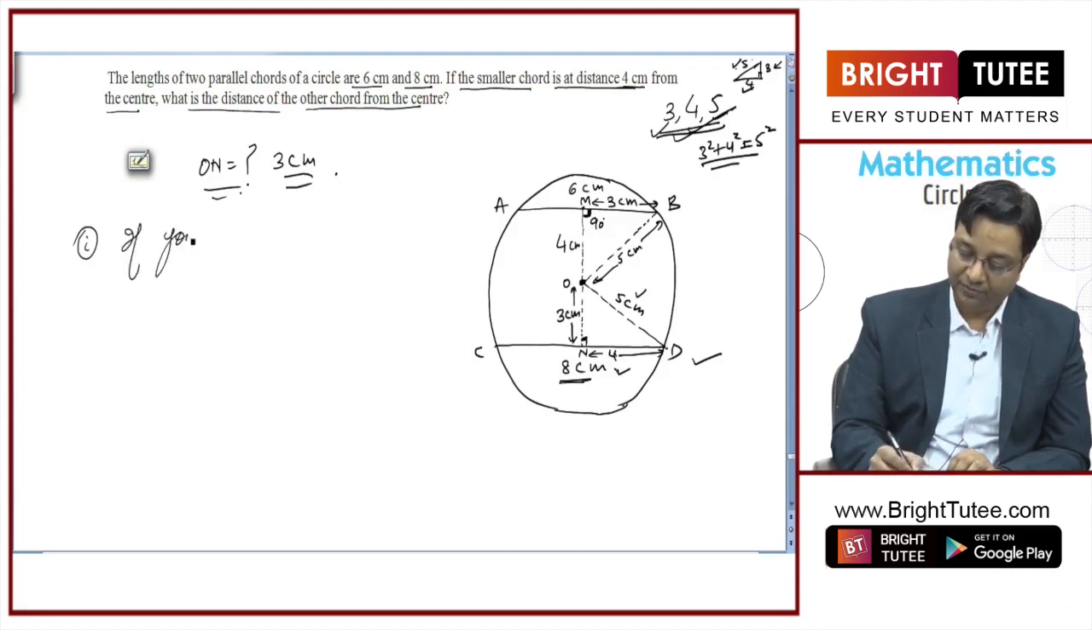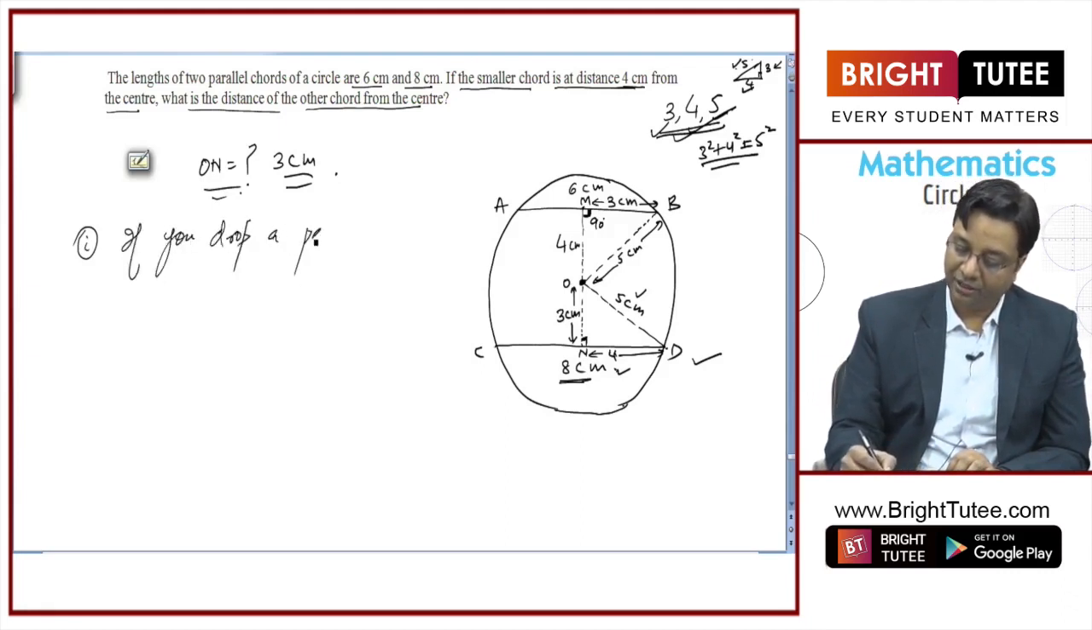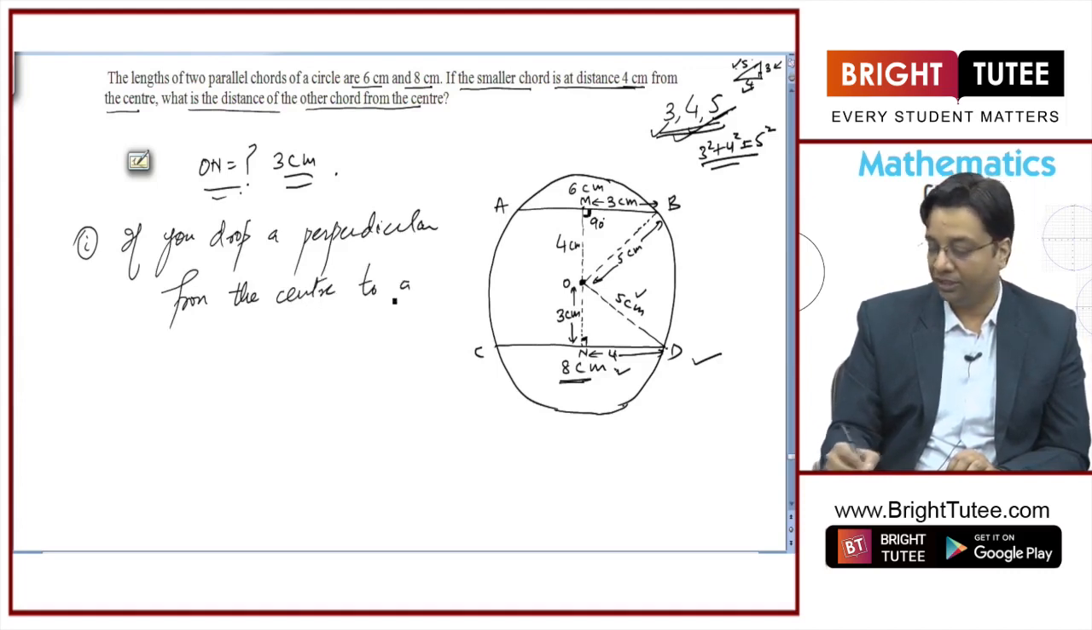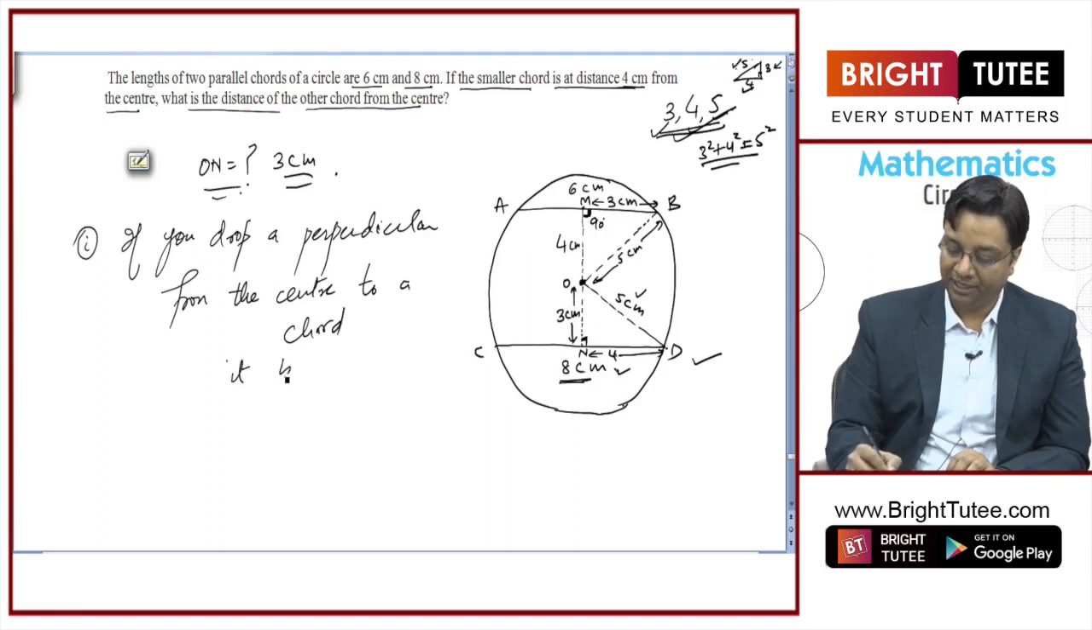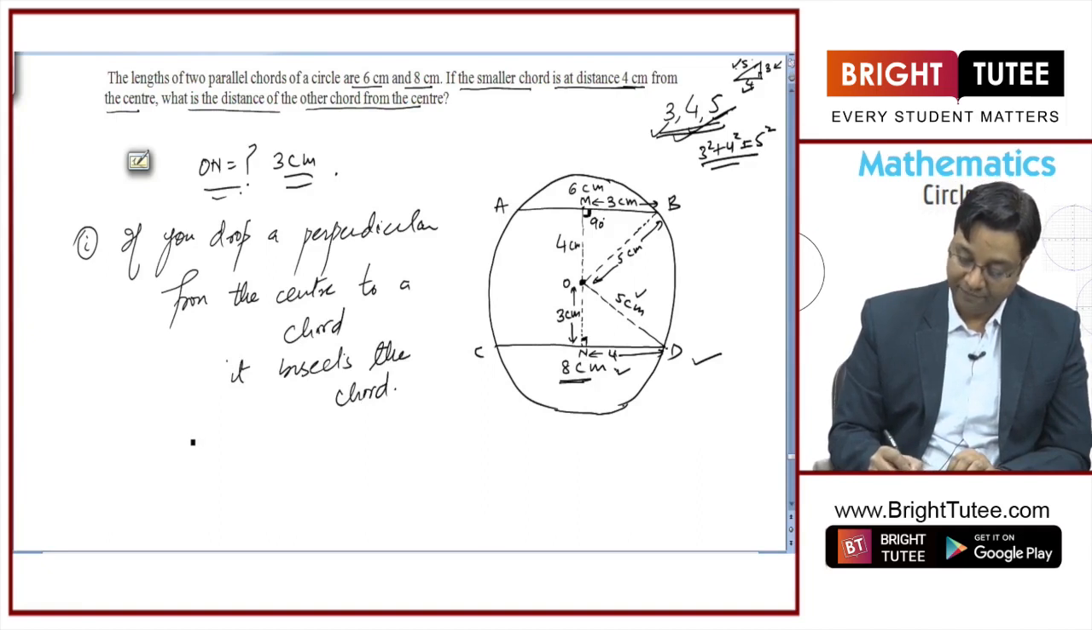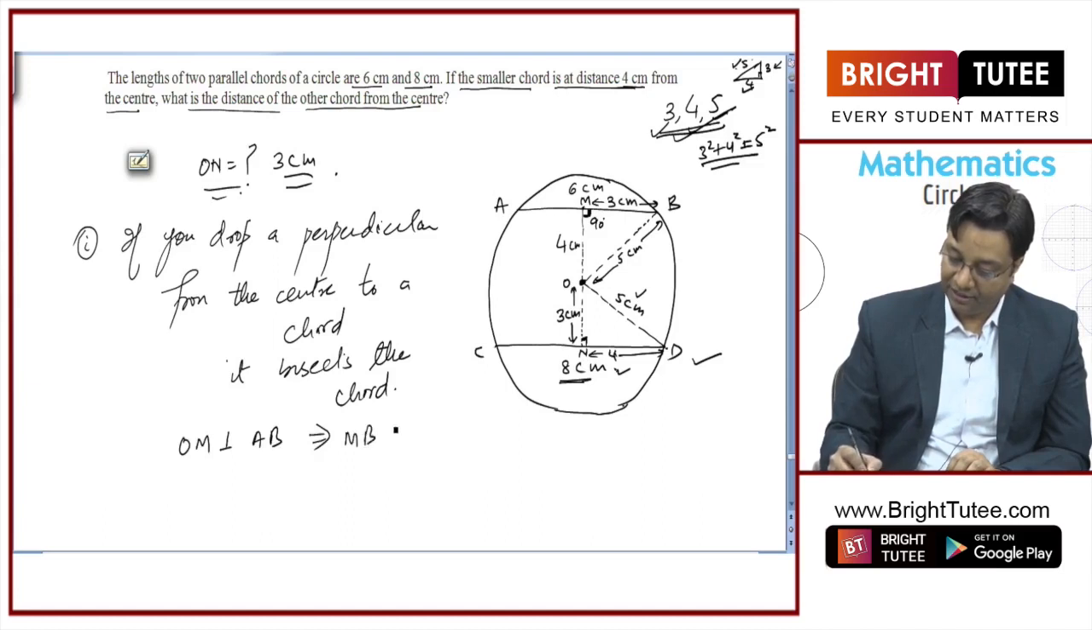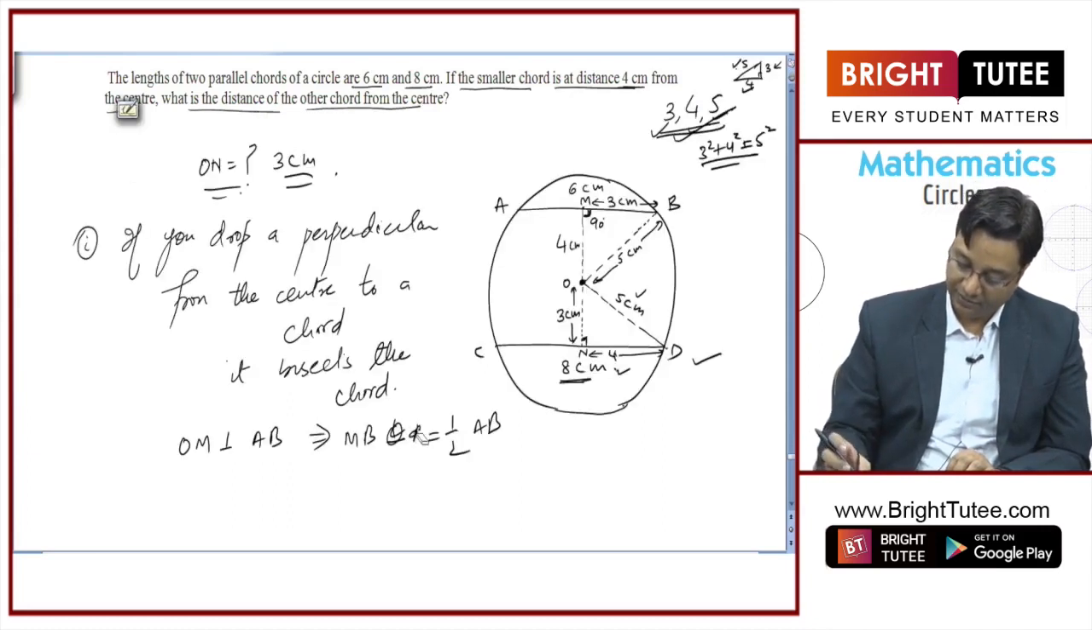If you drop a perpendicular from the center of a circle to a chord, it bisects the chord. So you can say OM is perpendicular to AB, hence MB is half of AB, right? Hence equal to 3 centimeter.